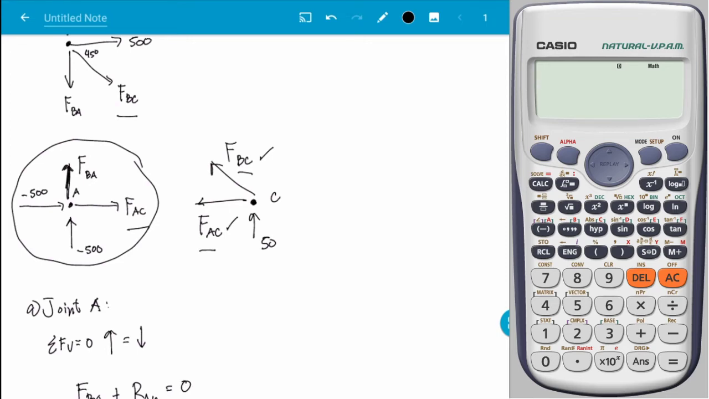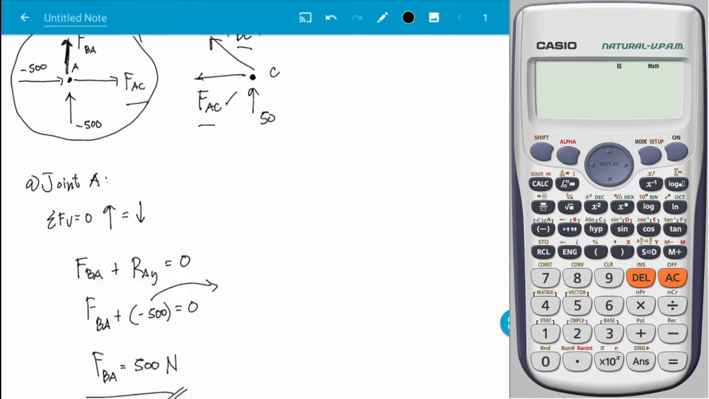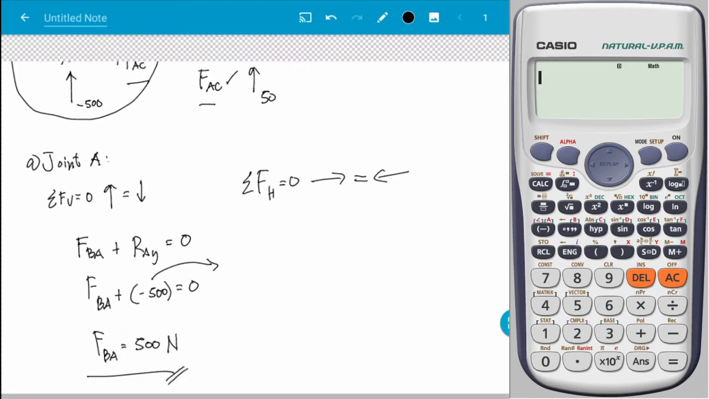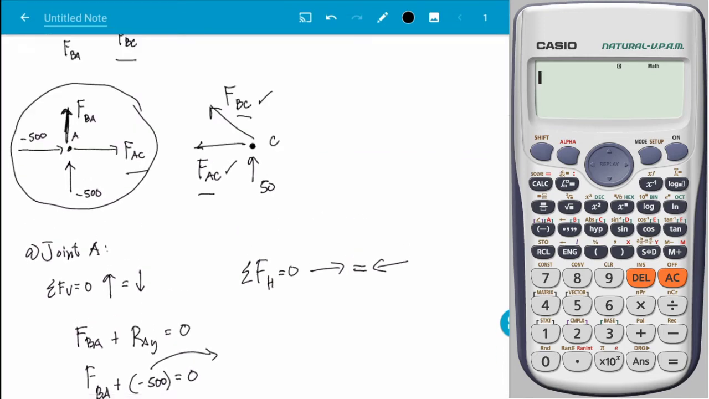Actually guys, kulang pa pala, no? When we consider joint A, ang ginawa natin is summation of forces vertical lang. So pwede pala tayo mag-summation of forces horizontal is equal to 0. That is actually to the right equals to the left, or to the left equals to the right. It won't matter. Same lang yung sagot mo. Okay? So let's try to check daw yung joint A natin. Again, ito pa din yung joint A natin.